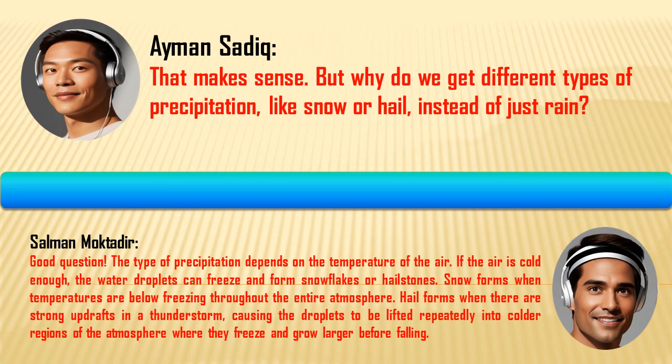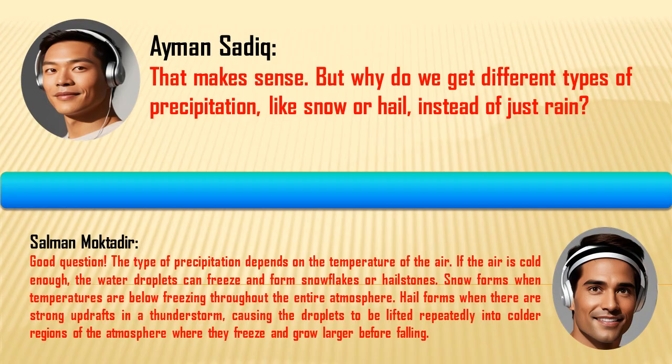That makes sense. But why do we get different types of precipitation, like snow or hail, instead of just rain? Good question. The type of precipitation depends on the temperature of the air. If the air is cold enough, the water droplets can freeze and form snowflakes or hailstones. Snow forms when temperatures are below freezing throughout the entire atmosphere.